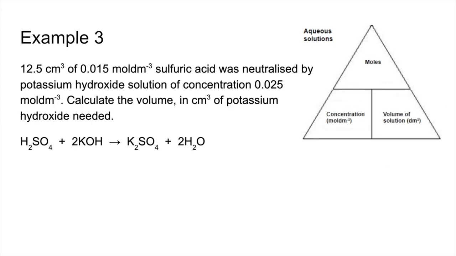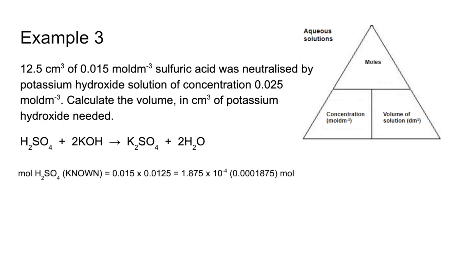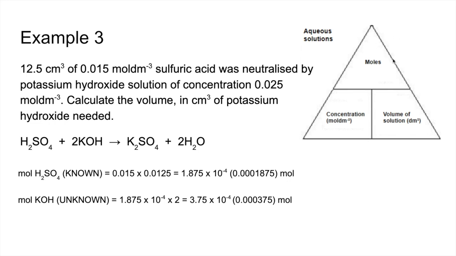The final one, we've got to calculate a volume required now, so we're sort of flipping the formula triangle slightly. Same method though. So moles of known chemical, we've got the concentration and volume for the sulfuric acid. So that's 1.875 times 10 to the minus 4. The KOH moles is going to be double that. So that's 3.75 times 10 to the minus 4. So the volume required to deliver those moles is going to be volume is moles divided by concentration.